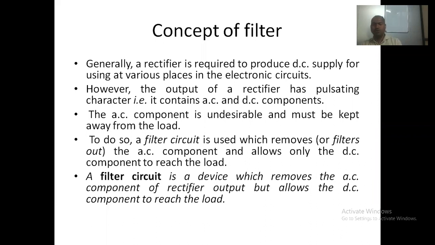Okay, so the definition of a filter circuit is that a filter circuit is the circuit which should remove the unwanted AC part and gives the pure DC output across the output of your circuit. This is the thing with respect to a filter. In one sentence, a filter is the device which should remove the unwanted AC part and we get near about pure DC output. That is the point of this slide.